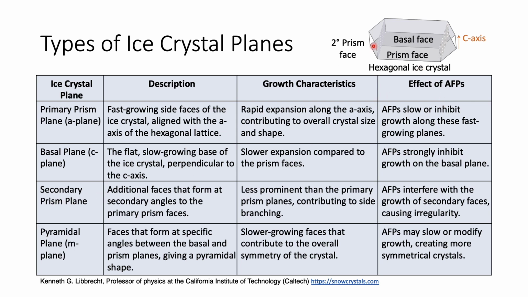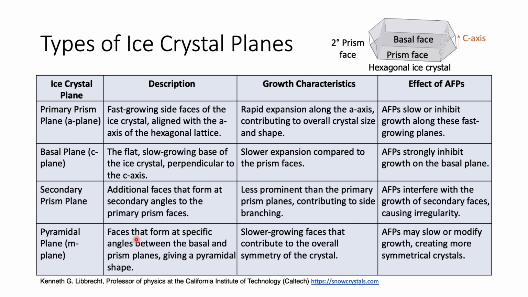When we look at the secondary prism phase, this is the additional phase that forms at secondary angles to the primary prism phases. This is one primary phase, this is another primary, there is another primary. All the hexagon sides are called the prism phases. Between two prism phases is what is called the secondary prism phase. This is less prominent than the primary prism plane, and contributes only to side branching in ice growth. AFPs interfere with the growth of the secondary phase, causing irregularity in the crystal growth. The pyramidal plane, which we will see soon, starts from the base of these two and goes till the top.